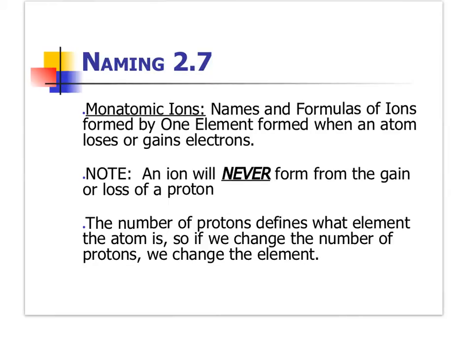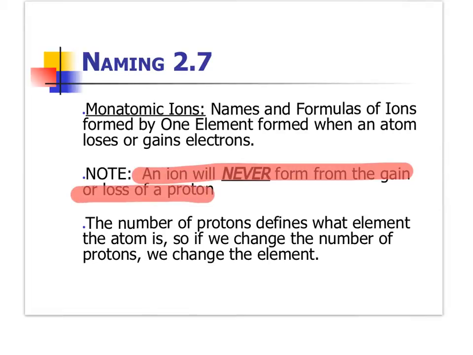It is important, again, you've gotten it pretty well, those that I've seen in class, that you never form an ion by the gaining or losing of a proton. A proton defines what the element is. Without that, we have something completely different on our hands. So we're talking about ions here and the gaining or losing of electrons. And so we're going to name just the monoatomic ions. These are just the ion names themselves.